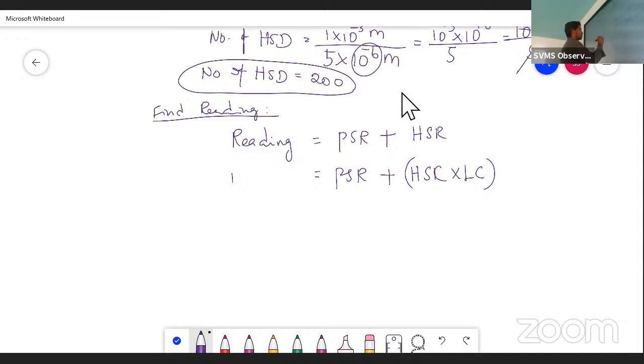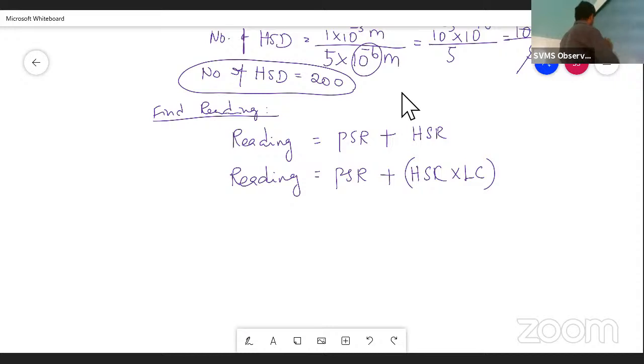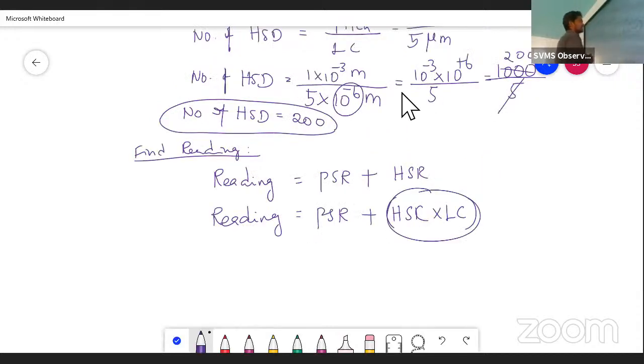Reading of screw gauge is equal to pitch scale reading plus head scale reading. How do we calculate head scale reading? The head scale has 0 to 100 divisions, so 0 to 100 is one complete rotation. The distance covered on the pitch scale is equal to 1 millimeter. The value of one division of the head scale is head scale coincidence into least count. Any one of the division lines that coincides with the pitch scale reference line is the coincidence reading. So head scale reading is head scale coincidence into least count.